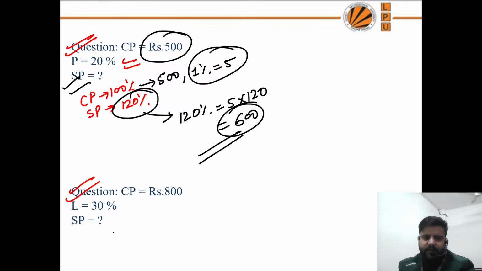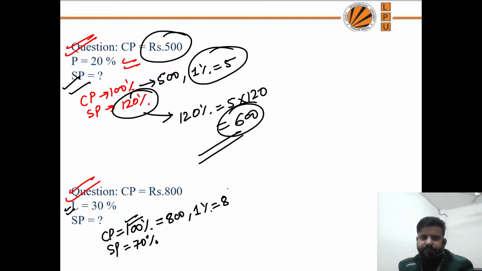Now let's come to the next one. Here the CP would be 100%, SP would be 130. No, why not 130? Because here is the loss, so it is 70%. Getting it? CP 100% is given to you, it is 800, which means 1% from here is 8. Getting it? If 1% is 8, the value of 70% is 70 into 8, which is 560.